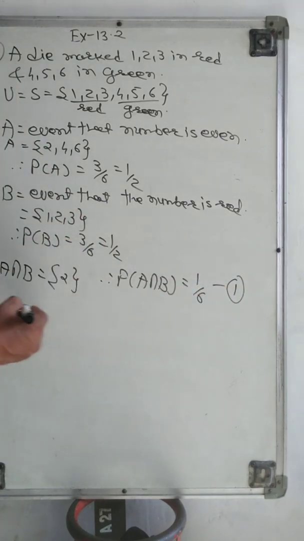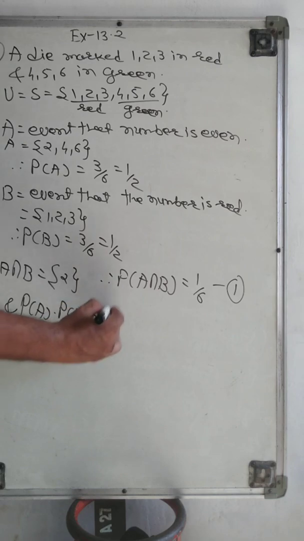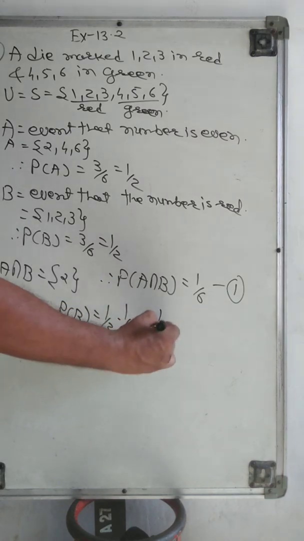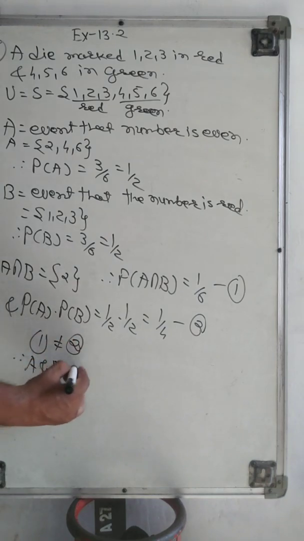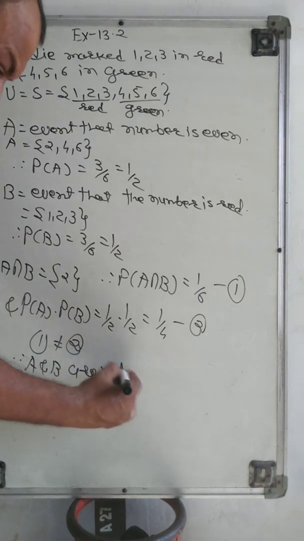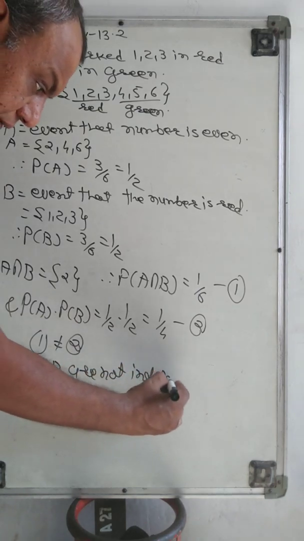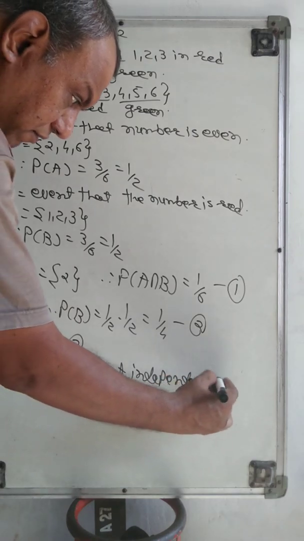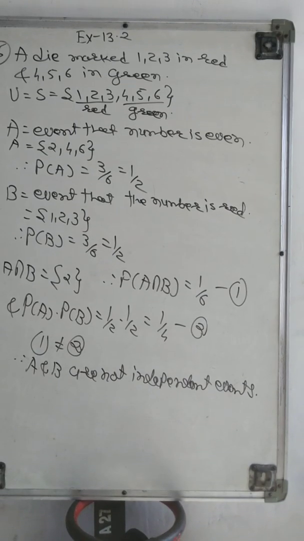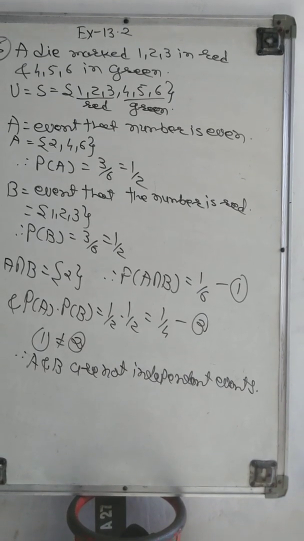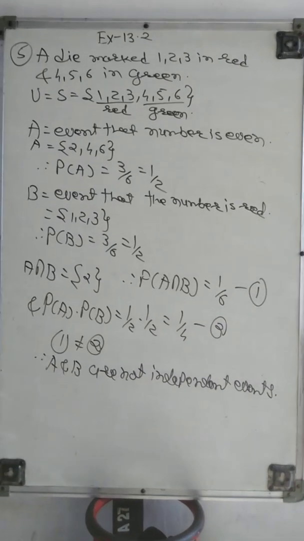This is our first result. And P(A) into P(B) is 1 by 2 into 1 by 2, which is 1 by 4. Therefore 1 is not equal to 2. Therefore A and B are not independent events, right? So this way we can find that A and B are not independent events, and complete our fifth sum.